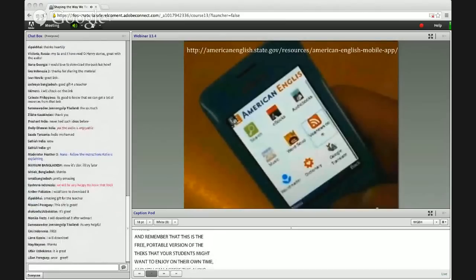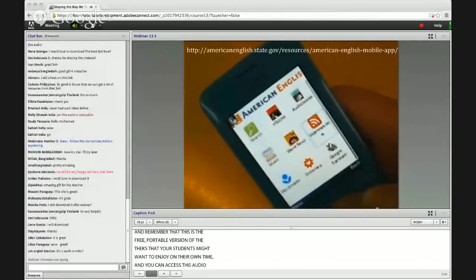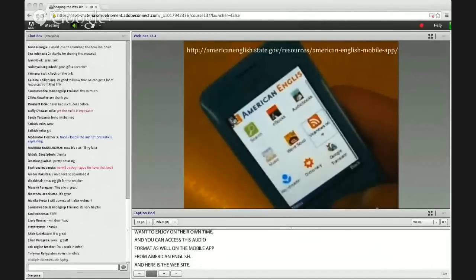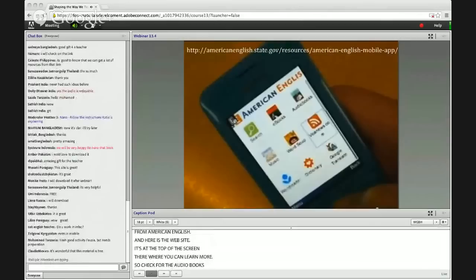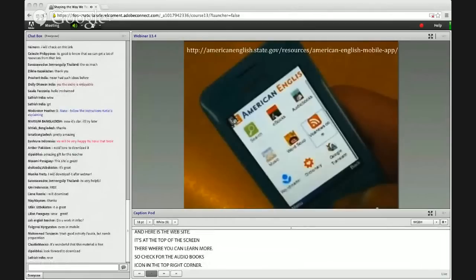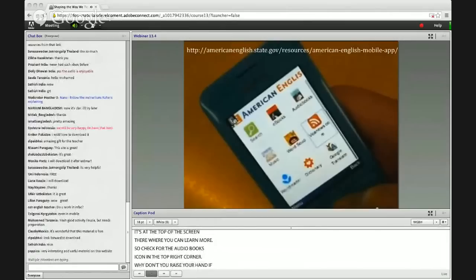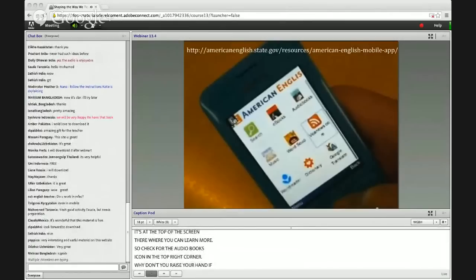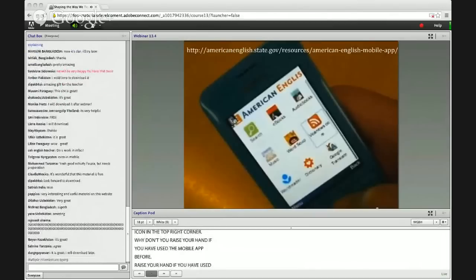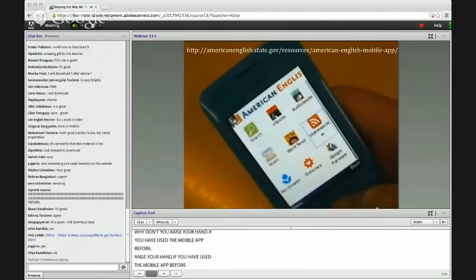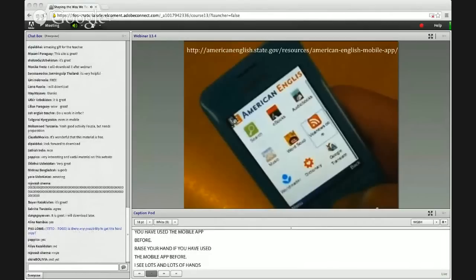And here is the website. It's at the top of the screen there where you can learn more. So check for the audiobooks icon in the top right corner. Why don't you raise your hand if you have used the mobile app before. I see lots of hands raised right now. Lots and lots of hands are raised right now. So I hope that you have tried the mobile app before.